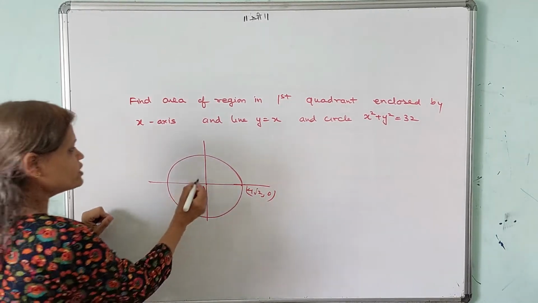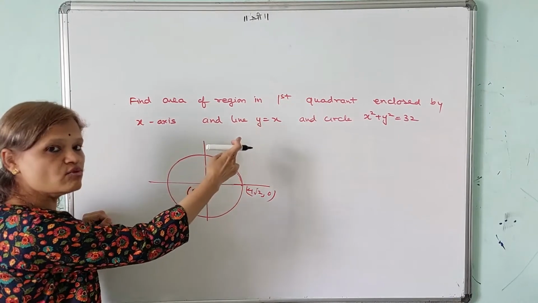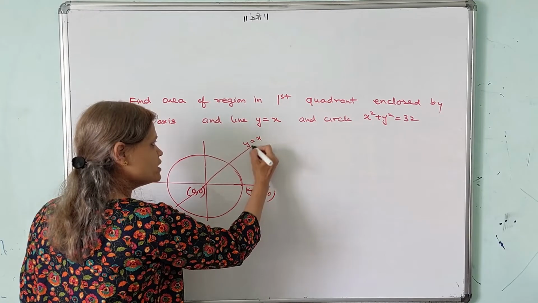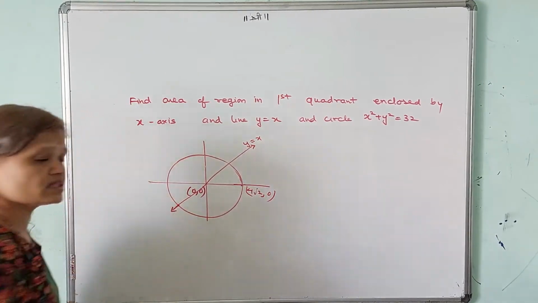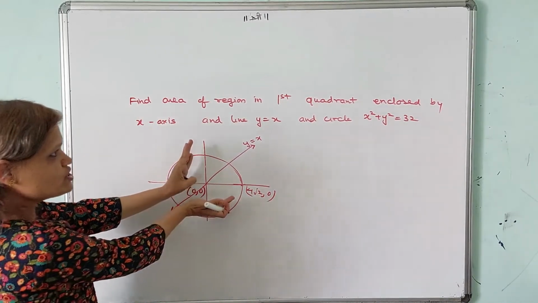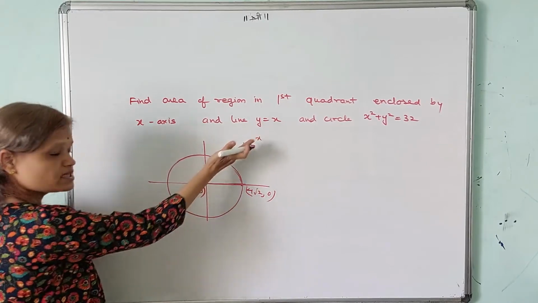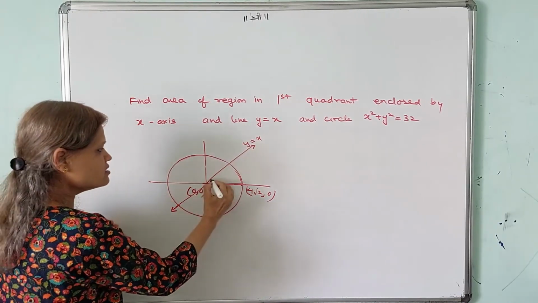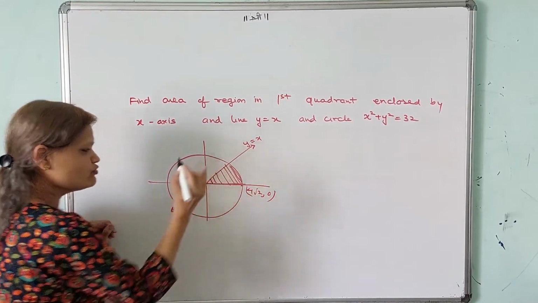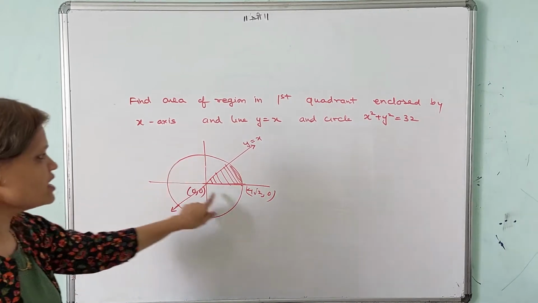Then we want to find not just the circle, but they have also given a line. Y equal to x is a line passing through the origin. We have to find the area in the first quadrant which is enclosed by the x-axis, this line y equal to x and the circle. So this is the part that we have to find, the enclosed area.